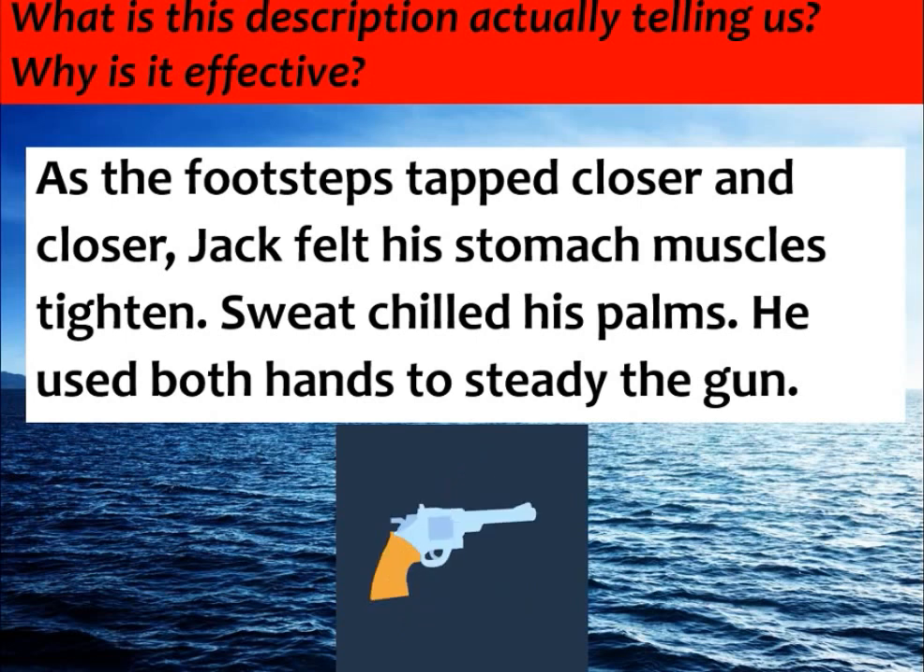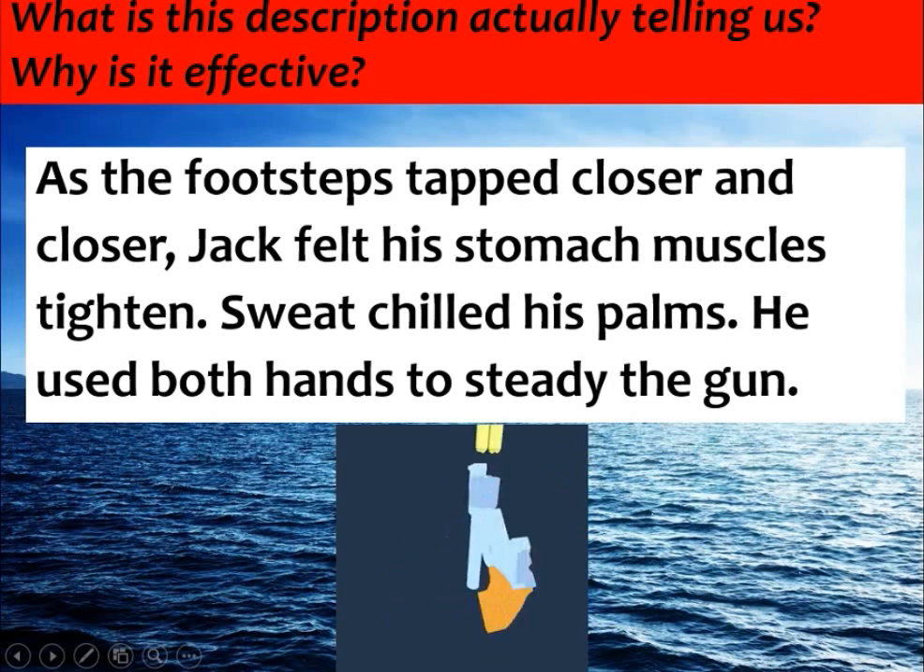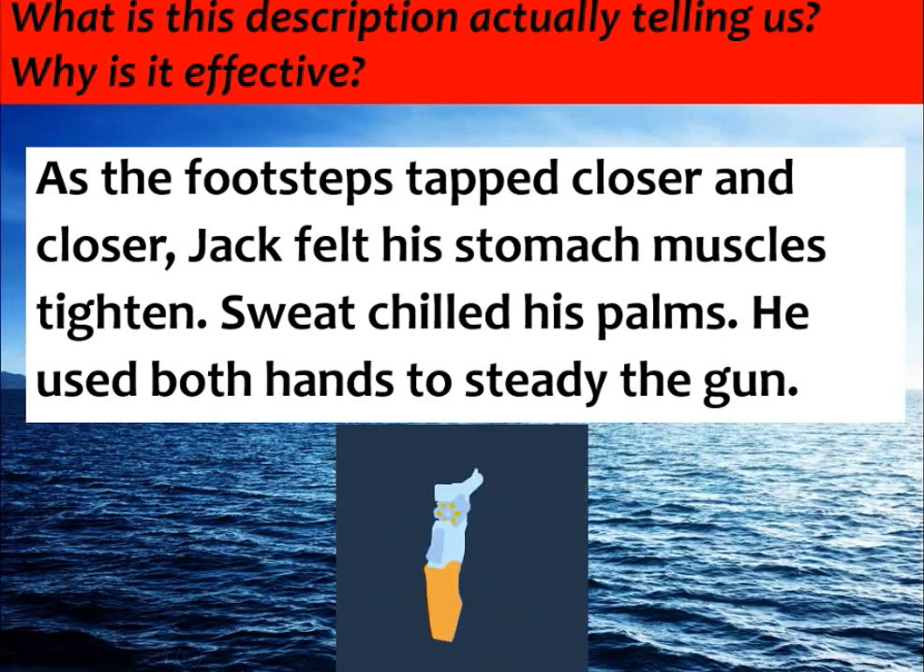And there's no easy or boring sentence where it says Jack is scared or Jack is nervous. We are inferring from the fact that his stomach muscles are tightening that he's nervous. It's almost like a butterfly's in his stomach. The fact that he's got sweaty palms is telling us he's nervous. The fact that he has to use both hands, because if you use one hand it might shake, again, that's telling us he is nervous.